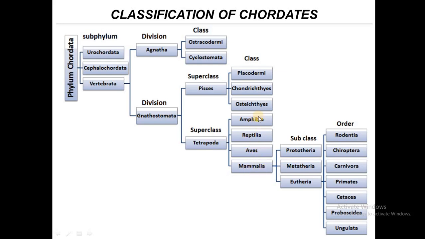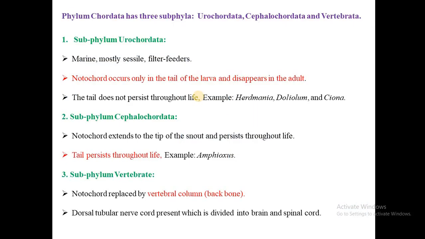All the classes will be discussed in our later video. We will discuss them one by one. Now let us see some brief information regarding the subphyla of phylum Chordata, starting with subphylum Urochordata. They are marine, mostly sessile, filter feeders. The notochord occurs only in the tail of the larva and disappears in the adult. The tail does not persist throughout life. Examples of Urochordata are Herdmania, Doliolum and Ciona.